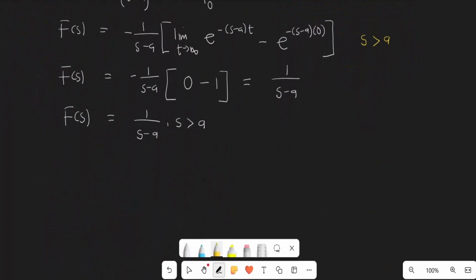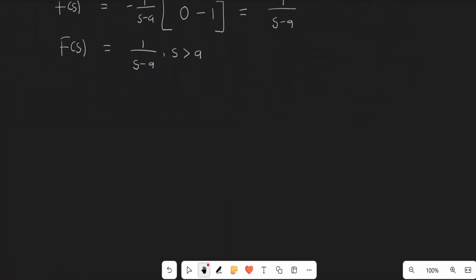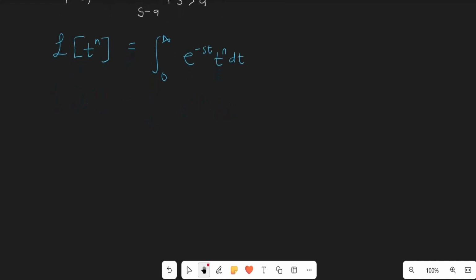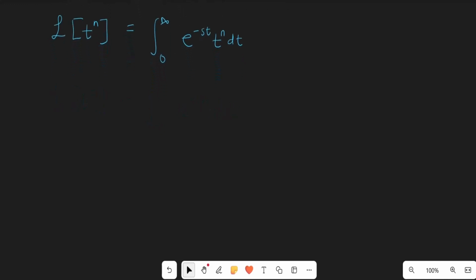Let me switch colors, make things colorful. So we are going to find the Laplace transform of the last one, which is t raised to the power n. So this is the integral from 0 to infinity. This is e raised to the power negative st, and this is multiplied by our function t raised to the power n and then dt. Here we are going to apply integration by parts because we can combine the exponents here.